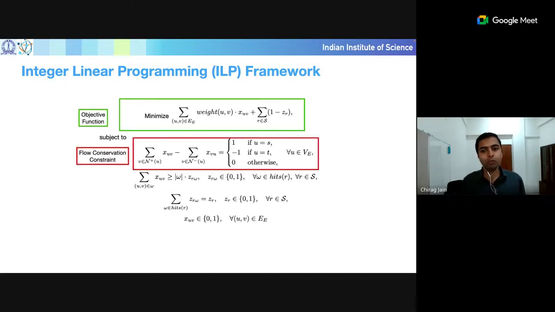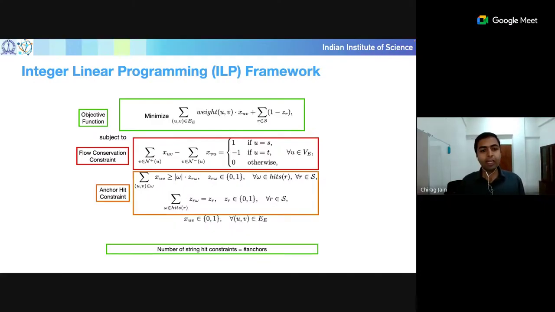To walk you through these constraints, this will look familiar because this is the flow conservation constraint. That is, we have to make sure that the incoming flow minus the outgoing flow should be equal to 1 only if the vertex is the source vertex. It should be minus 1 only if the vertex is the sink vertex. And the incoming flow should be equal to outgoing flow for all other vertices.